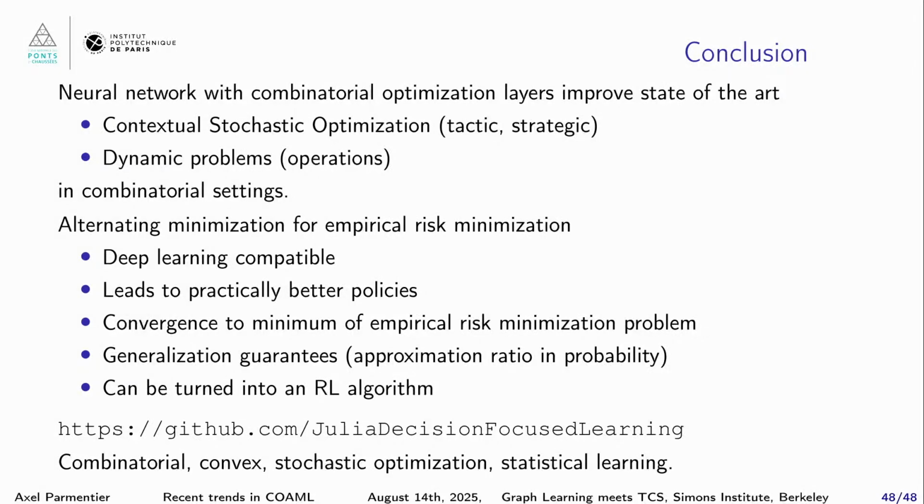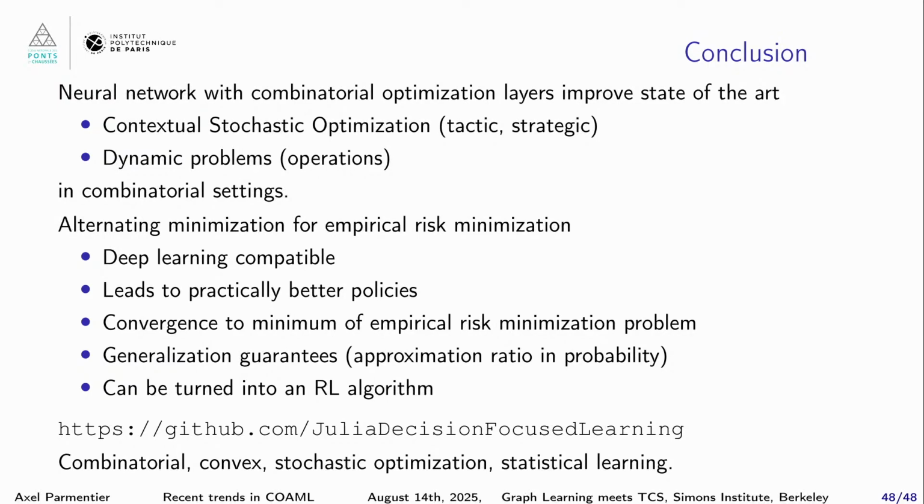What is new in this is the empirical cost minimization. And basically, it leads to practically better policies. And since it minimizes the empirical cost, you can prove generalization results, which was not possible before.